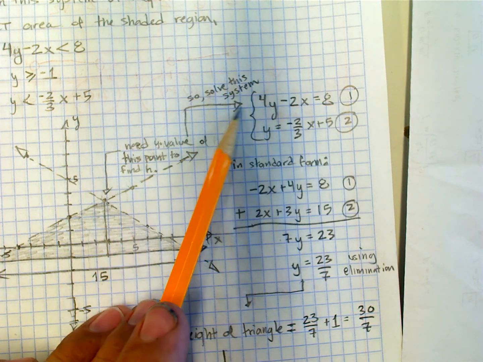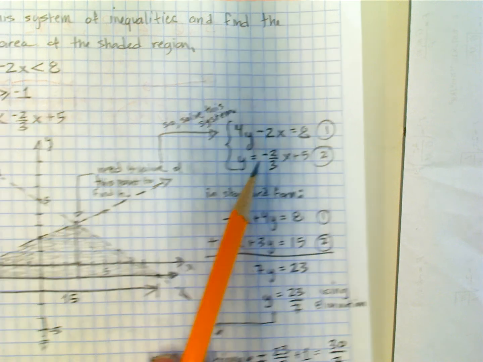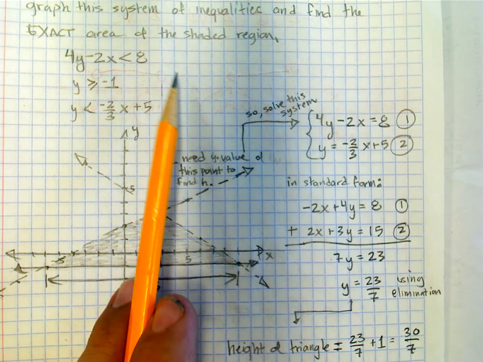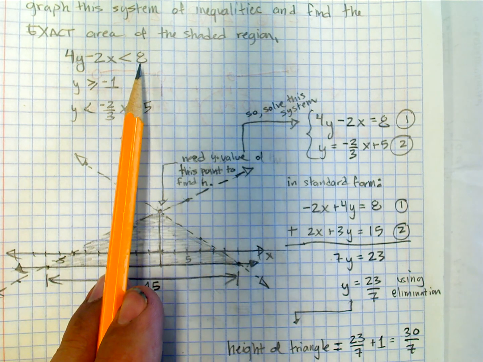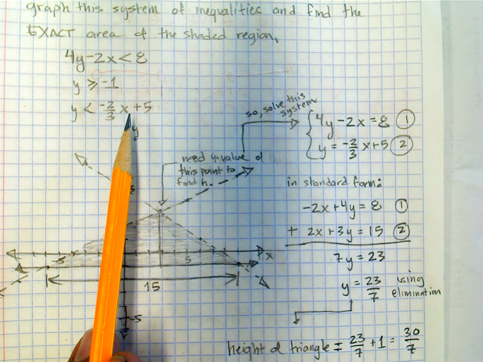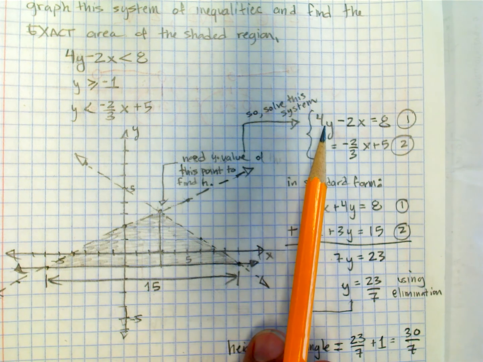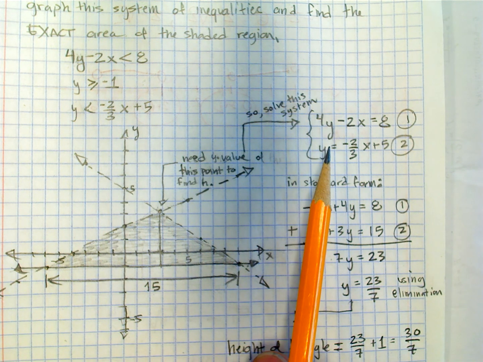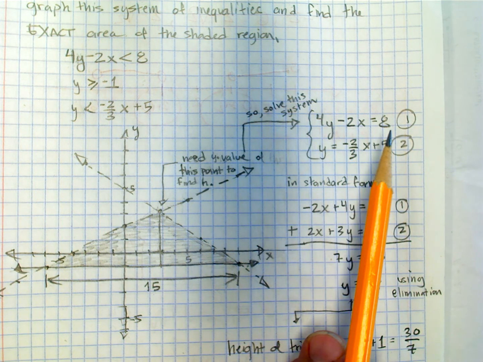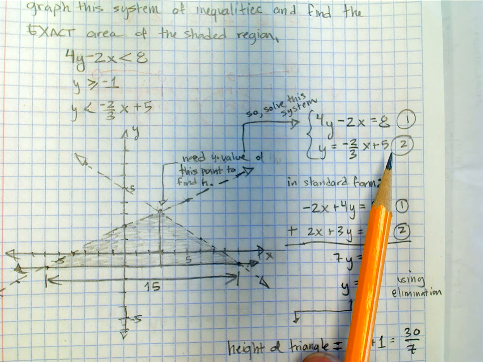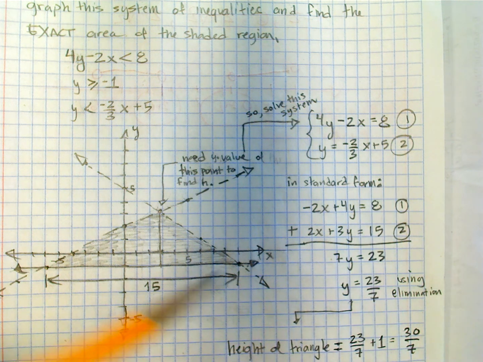So what I do is solve this system. All I did was take this inequality and this third inequality and write them as equalities with an equation. I gave them numbers over here so that I could reference them later in my solution.